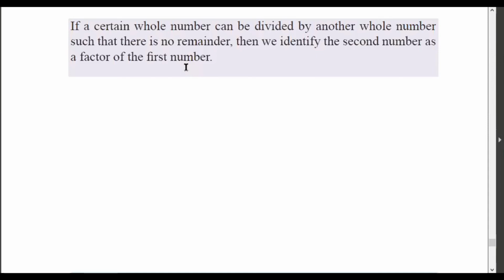A certain whole number can be divided by another whole number such that there is no remainder. Then we identify the second number as a factor of the first number. Okay. Right. So now, is it clear about the factors?